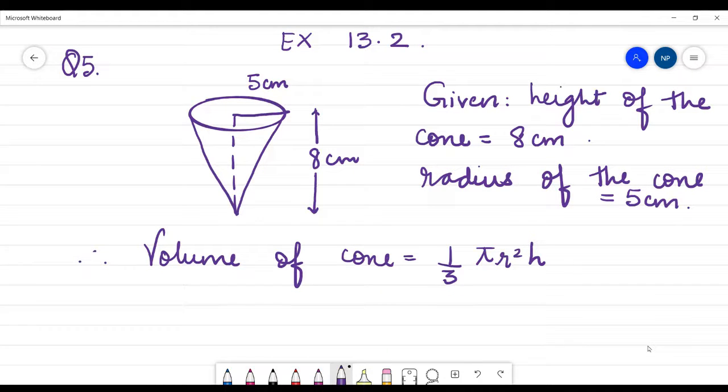Welcome class. In continuation of the previous live class, we are going to continue with exercise 13.2, question number 5. It says a vessel is in the form of an inverted cone. Its height is 8 centimeters.